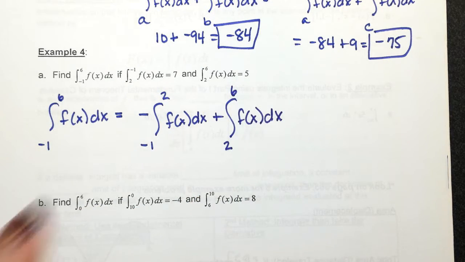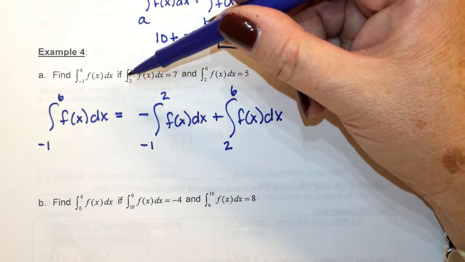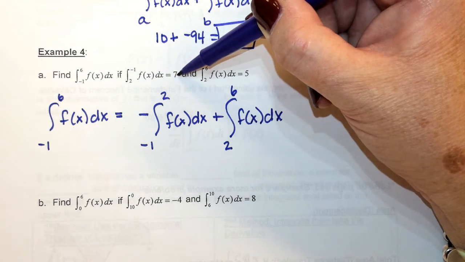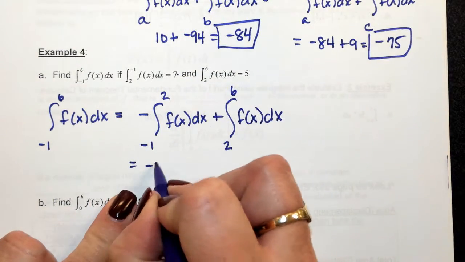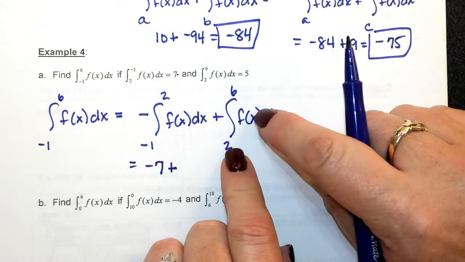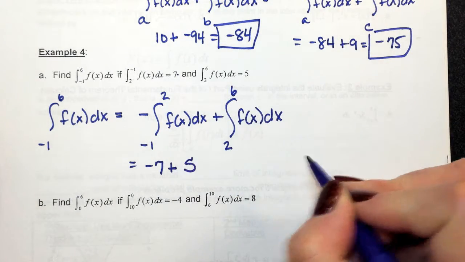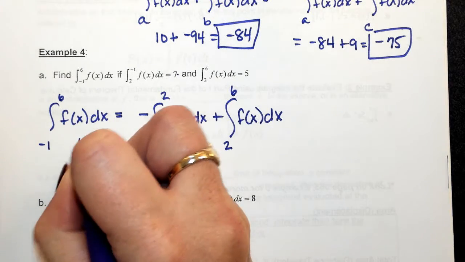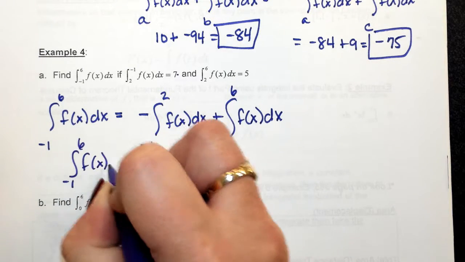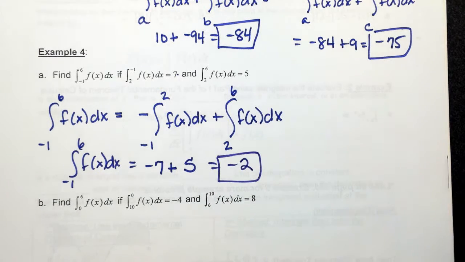So when you flip those bounds, you just want to negate the area. They told us that the area from 2 to -1 is 7. So then this is going to have to be a -7. Plus, they told us the area under the curve from 2 to 6 is 5. So the area under the curve for the entire area, the -1 to 6 of f of x dx, is simply going to be a -2. So any questions on A?